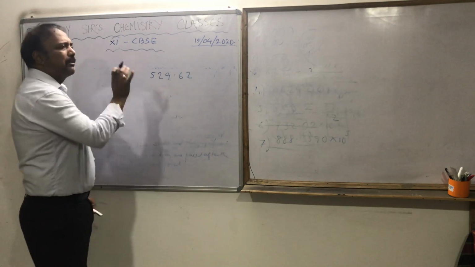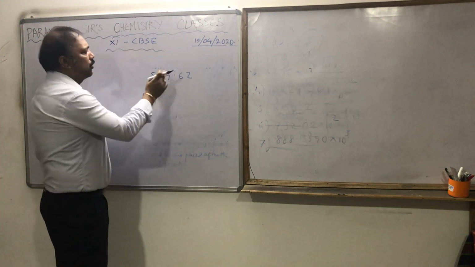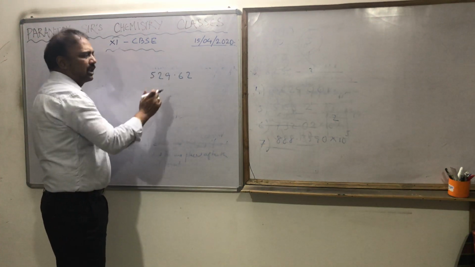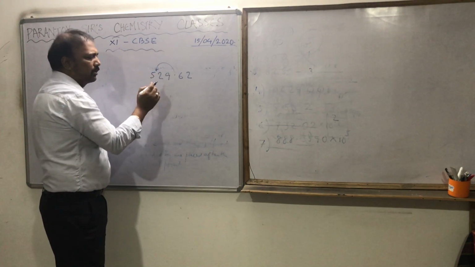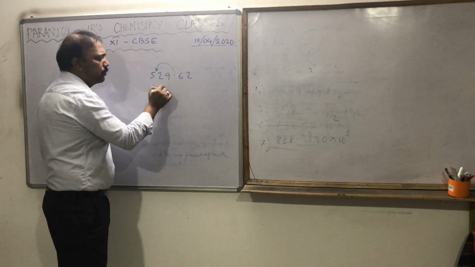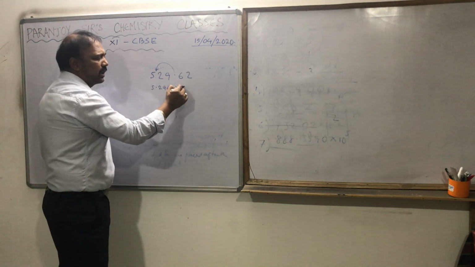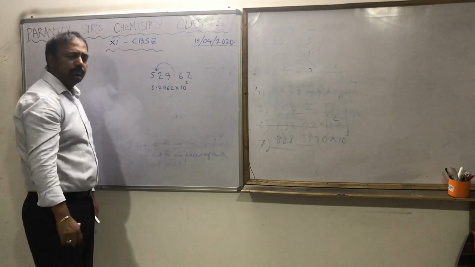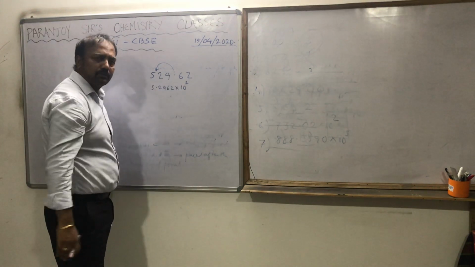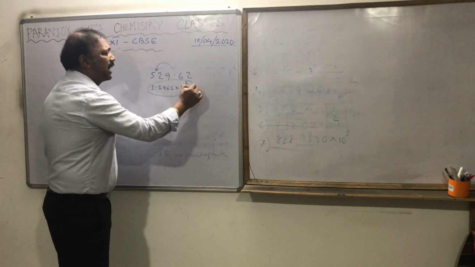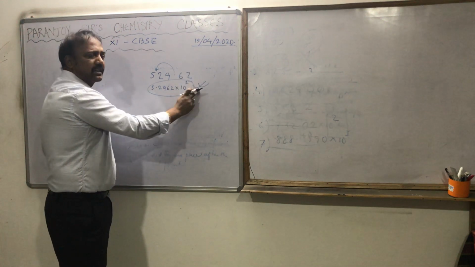We have to write the main number in between 1 to 10. So the decimal point has to be shifted. If I shift this decimal point over here, then only it comes in between 1 to 10. So what is it? 5.2962. But since I shifted the decimal point to the left hand side, it should be multiplied by 10 to the power 2. Yes. If you do so, then only it will become 529.62. This is the way of writing it accurately in comparison to this. This is not the scientific way of writing it. This is the scientific way of writing it.